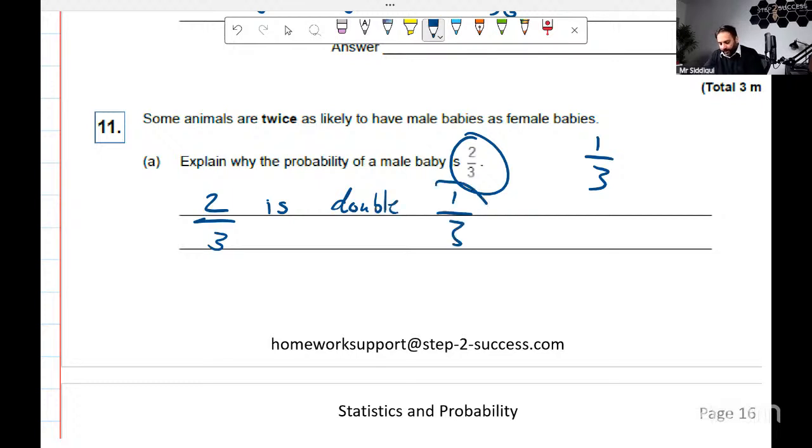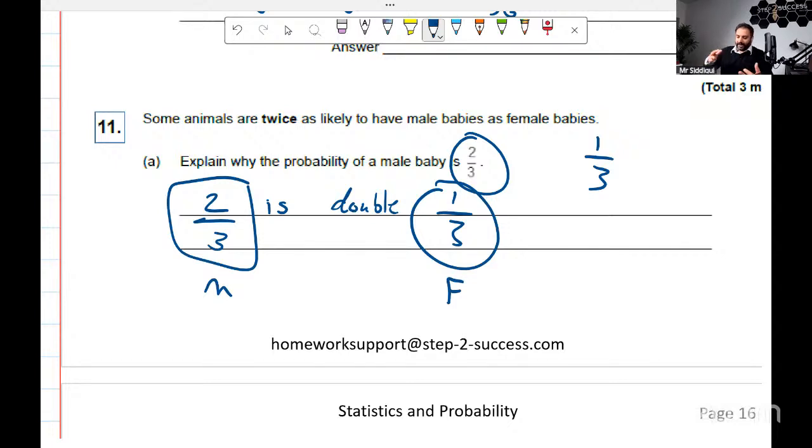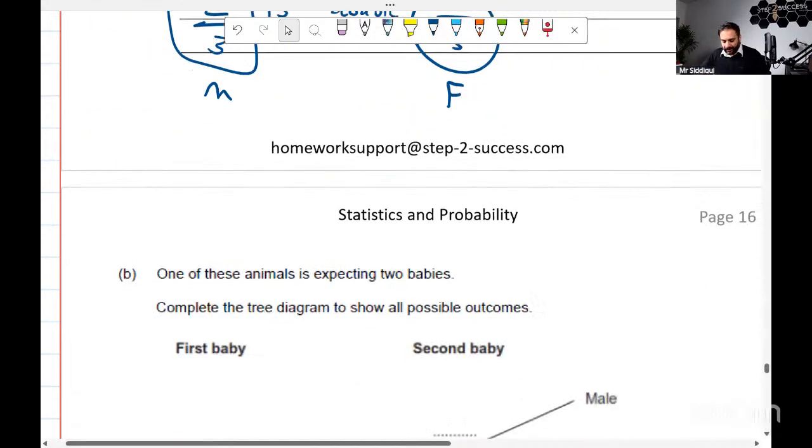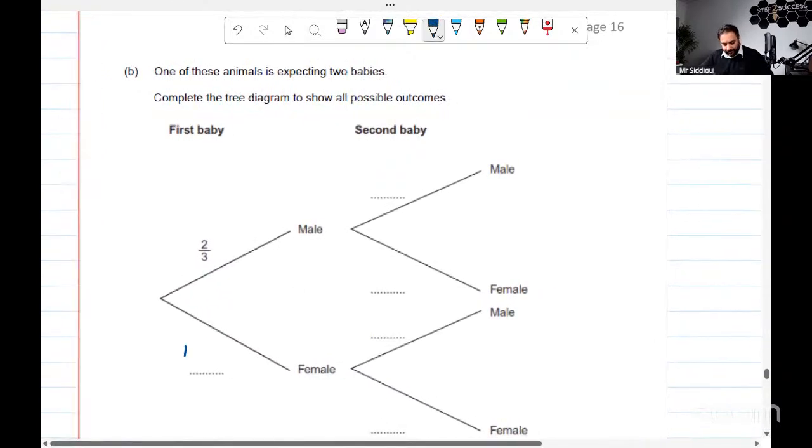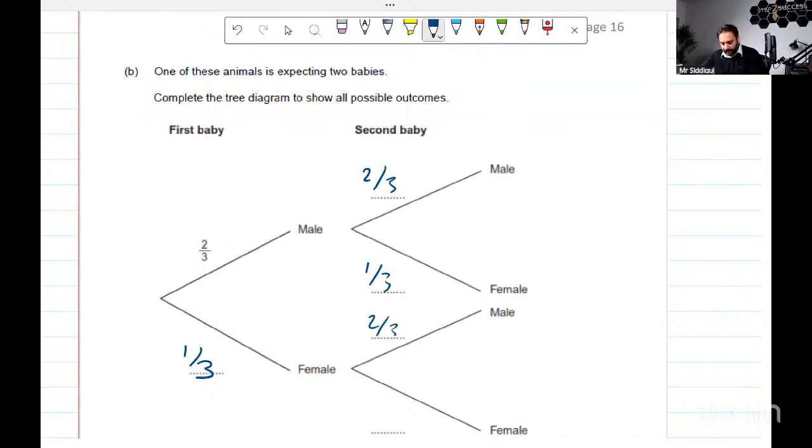So 1/3 is the probability of a female, 2/3 the probability of a male. That's the only way that that's going to be 2 times as big as that. One of these animals is expecting two babies. Fill in the tree diagram: 2/3, 1/3, 2/3, 1/3, 2/3, 1/3.